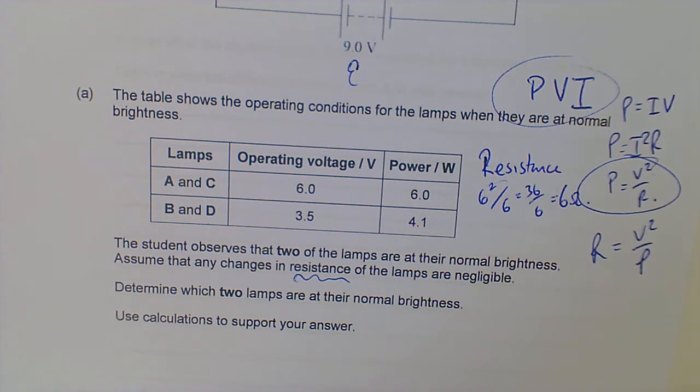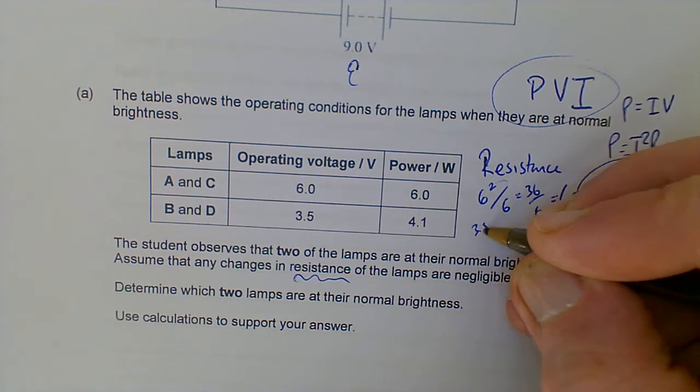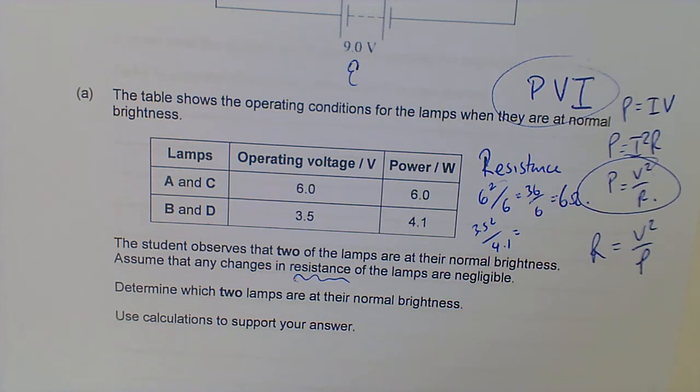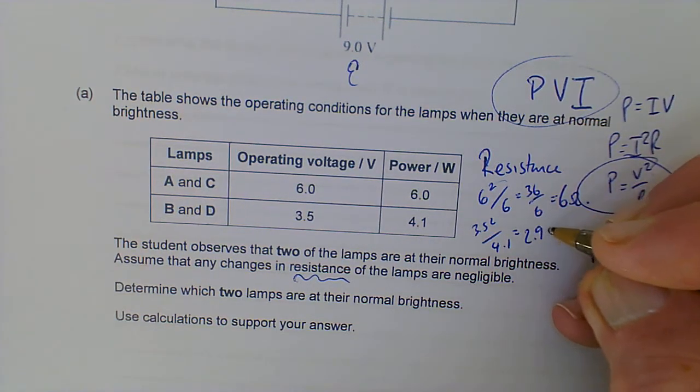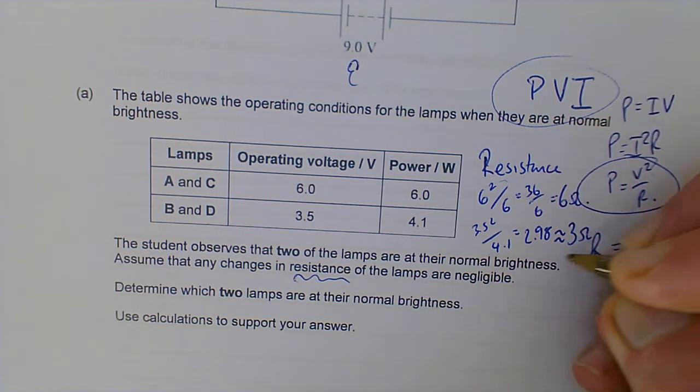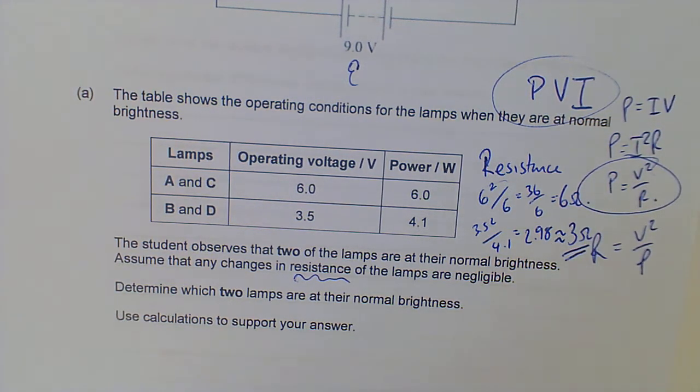B and D is a bit different. B and D we've got 3.5 squared over 4.1. I'm going to chuck that in the calculator because I can't do that mental arithmetic. If you can, then you're better than I am. Well, 2.98, and I think for ease of stuff we're going to call that 3 ohms, right? Because it's practically 3 ohms, isn't it? Ridiculously close to 3 ohms.